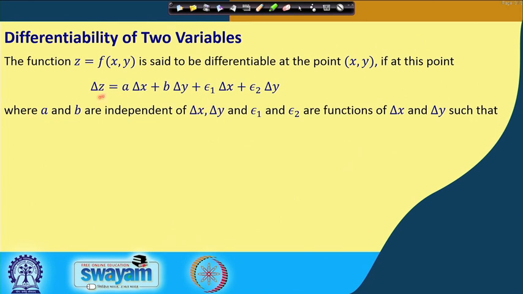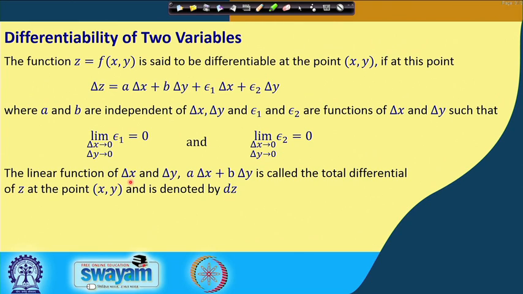Again here a and b are independent of delta x and delta y, and epsilon 1 and epsilon 2 are functions of delta x and delta y, such that epsilon 1 is equal to 0 when we take the limit as delta x goes to 0 and delta y goes to 0. Also epsilon 2, when we take the limit as delta x and delta y both go to 0, must be 0.